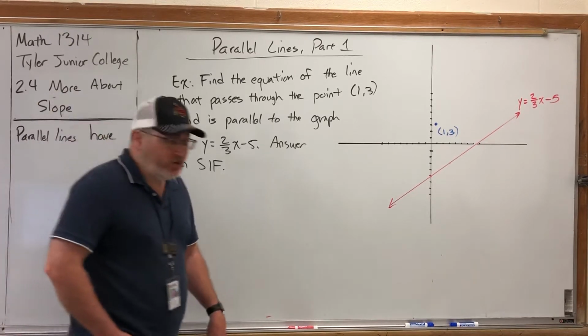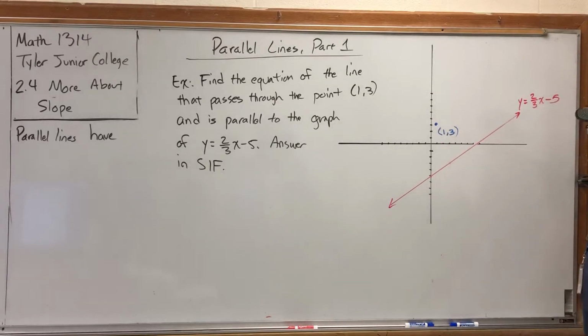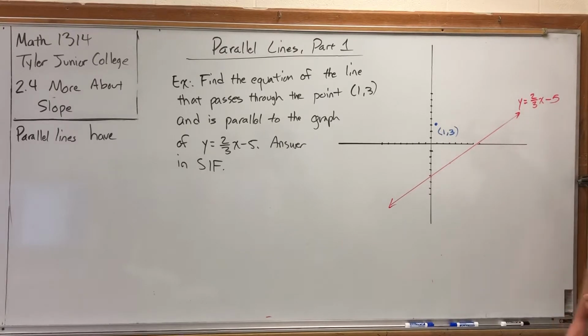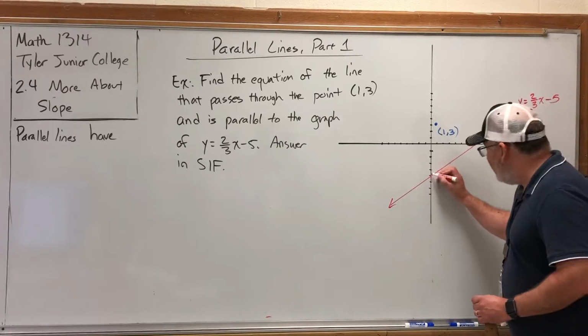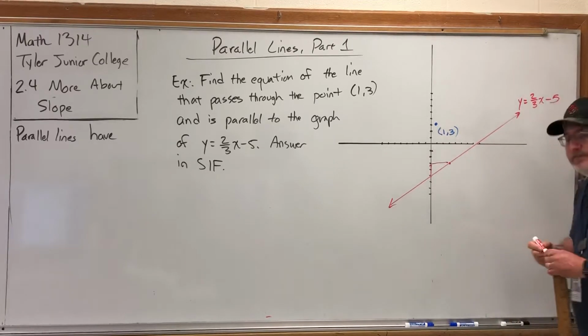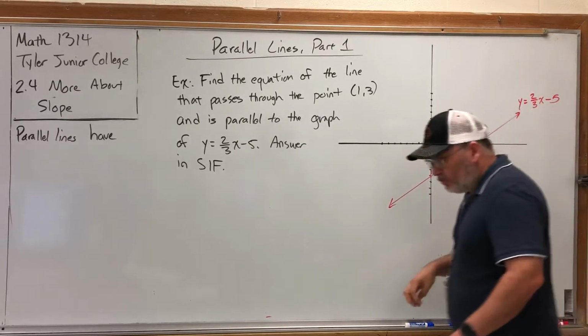Answer in slope-intercept form. Just a reminder, we can sketch the graph of y equals 2/3 x minus 5 pretty quickly. The minus 5 being the y-intercept is a good starting point, and then the slope being the coefficient of the x, 2/3, interpreted as a rise of 2 and a run of 3, takes us to a second point. But we don't want the equation of the red line, I gave it to you. We want the equation of a line that's parallel to it and passes through the blue dot.